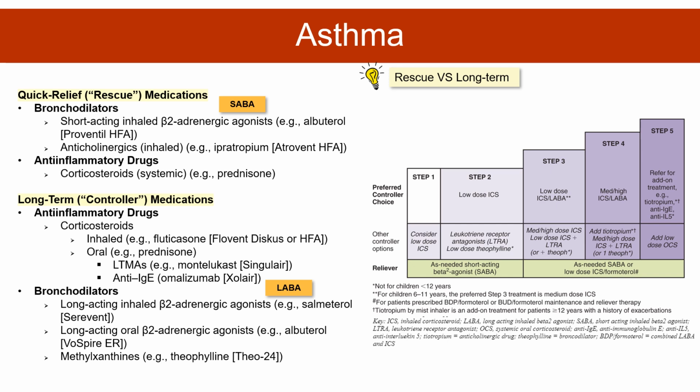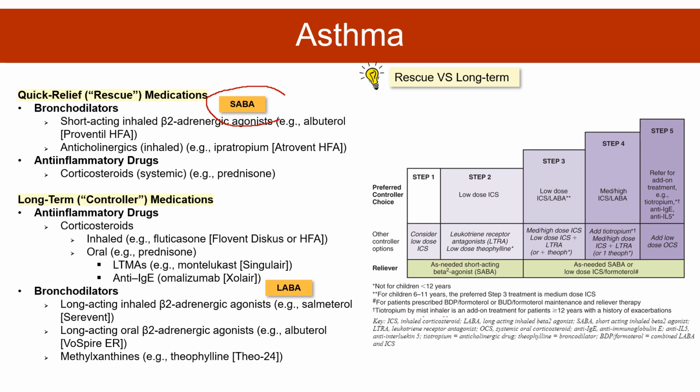So here we have our quick relief rescue medications. We have bronchodilators and anti-inflammatory medications. The bronchodilators are short-acting, inhaled B2 agonists. Okay, this is like our albuterol, and we're going to call those SABAs. Okay, short-acting beta agonists, SABA. So if a patient's having an acute asthma attack, we're going to give a SABA.